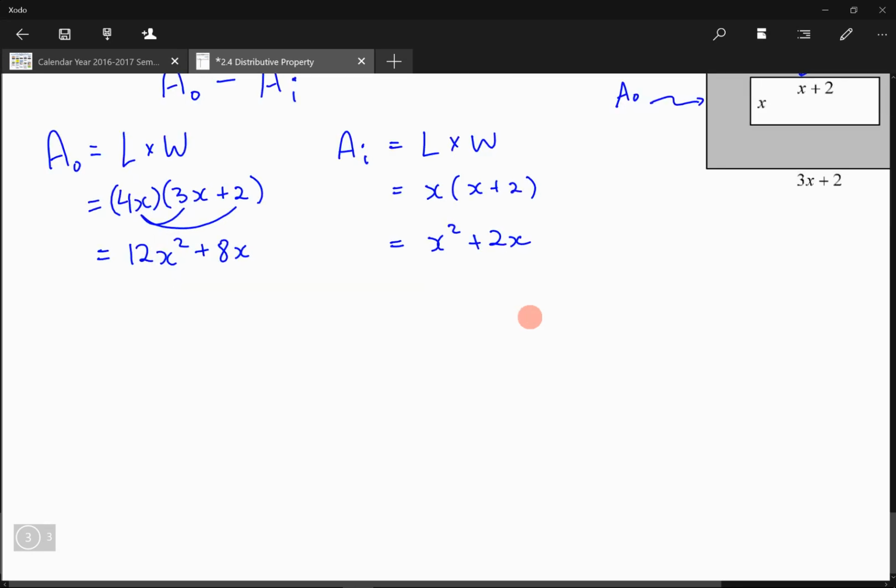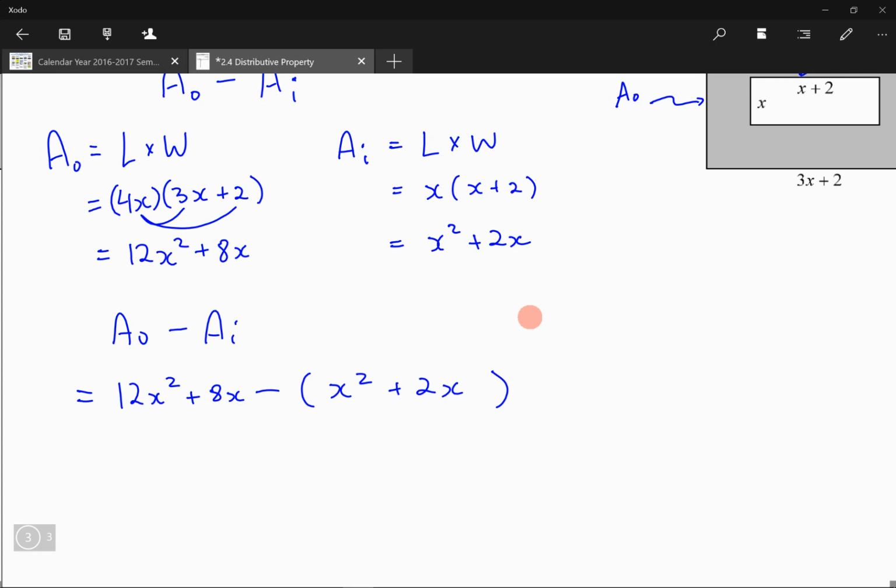Now, I want to calculate the area of the outside minus the area of the inside. So I'm going to write the area of the outside, 12x squared plus 8x. I'm going to subtract the area of the inside, so I'm going to put the area of the inside in brackets. And inside my brackets, I'm going to put x squared plus 2x. Okay, we're not done yet. I have to simplify this.